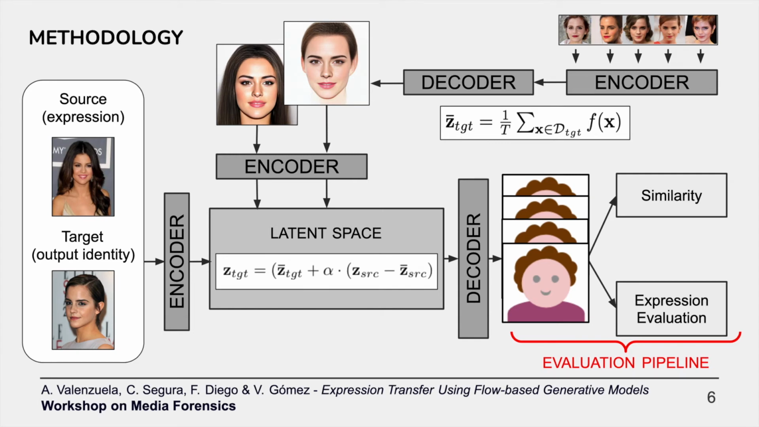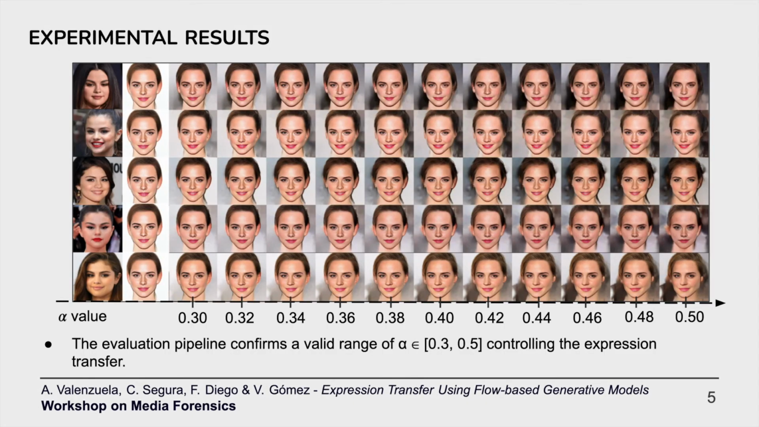We start considering an alpha range between 0 and 1. Nevertheless, in this work, we also present an evaluation pipeline of the generated images that shows that the alpha range should be narrowed down to some value between 0.3 and 0.5. Due to time limitations, we cannot present the evaluation pipeline today, but I encourage you to check how this range has been obtained in the paper. Let's see an illustrative example of a transfer with this narrow range of alpha.